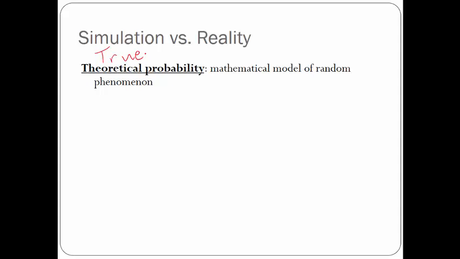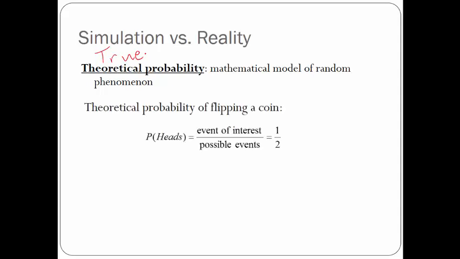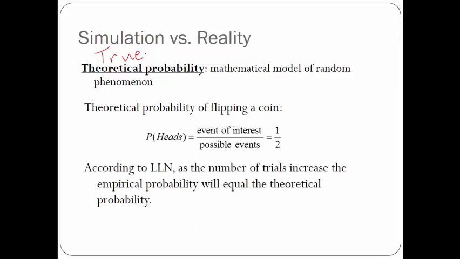A mathematical model of this random phenomenon should give 1/2 for a coin, obviously, if it's fair. And the law of large numbers says as we keep doing it more and more, our empirical probability, what we see on the calculator or actually do by hand, should get really, really close to the theoretical, if not right at it.